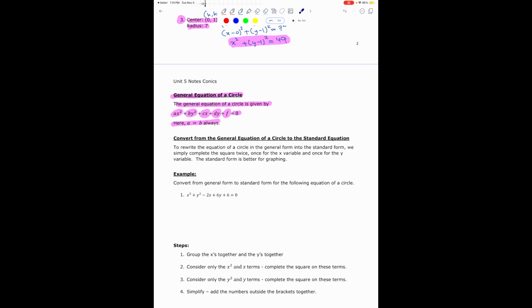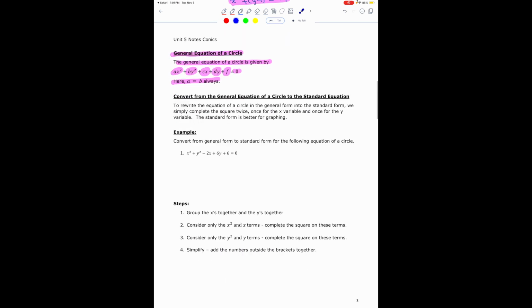So how do we convert from the general equation of a circle to the standard equation? To rewrite the equation of a circle from a general form into a standard form, we simply complete the square twice, and we discussed completing the square in previous sections at the beginning of the semester. Once for the x variable and once for the variable y, and then we're going to come up with the standard form. The standard form is a better form to identify the center and the radius, so it is a better form for graphing. Here is an example, and we're going to follow these steps.